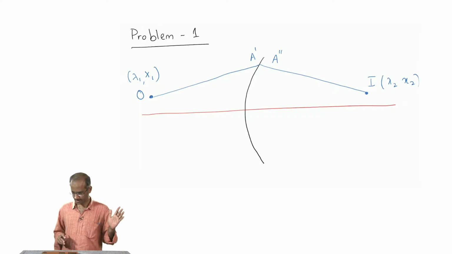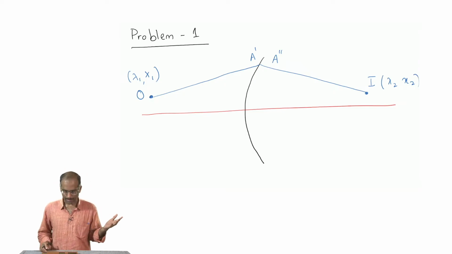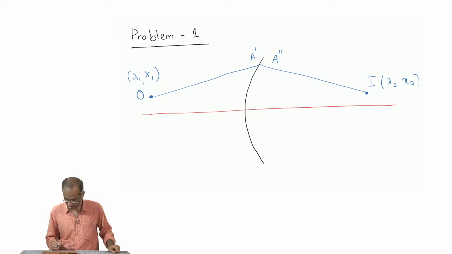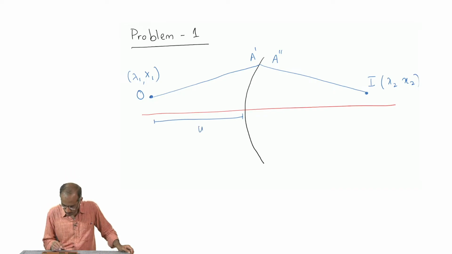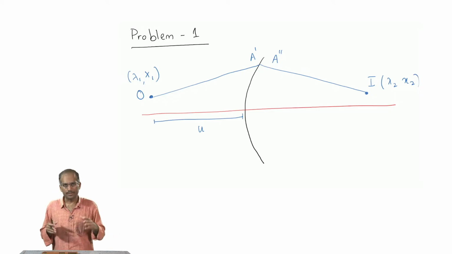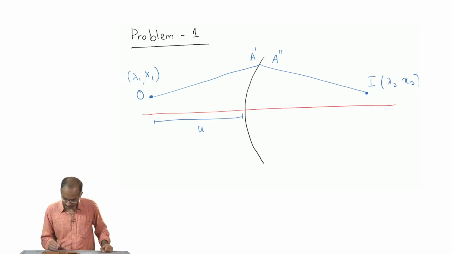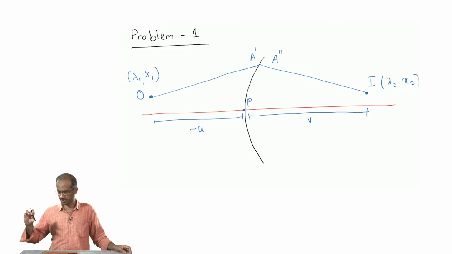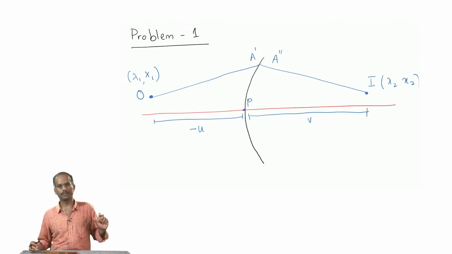So, the object is at position O described by coordinate lambda 1, x 1, it goes and hits the refracting surface. Let me call this distance u, and because the distance is to the left of this point P here, I shall give it a minus sign, and the distance from P to this point image I, we shall call it V, because x 2 is the height of the image at point I and the height of the object is x 1 at O.